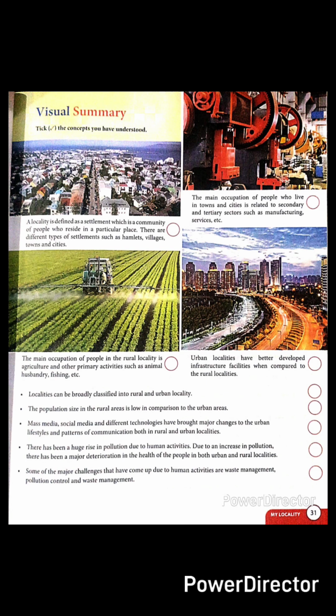Next, there has been a huge rise in pollution due to human activities. Due to an increase in pollution, there has been a major deterioration in the health of the people in both urban and rural localities. Next, some of the major challenges that have come up due to human activities are waste management and pollution control.